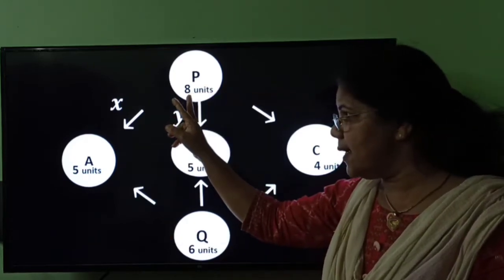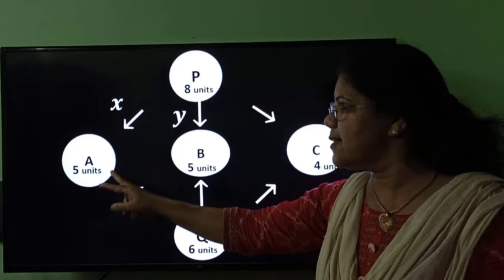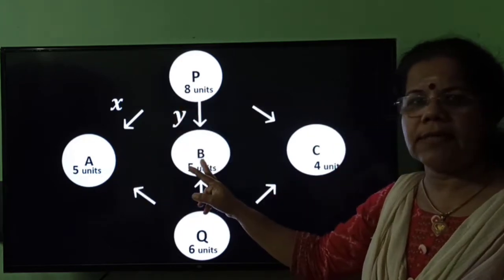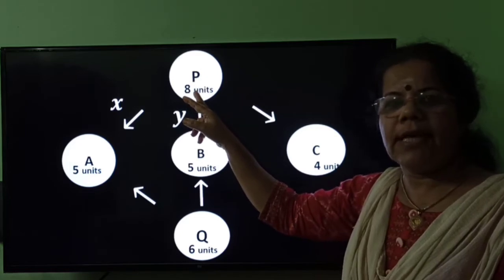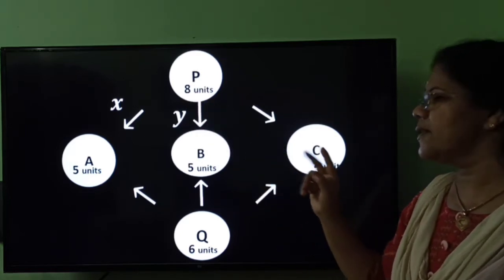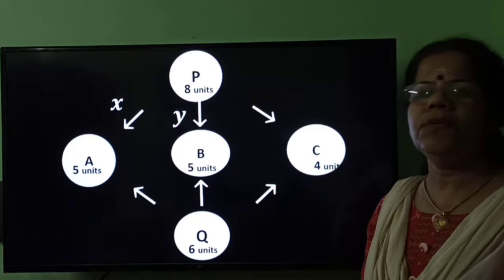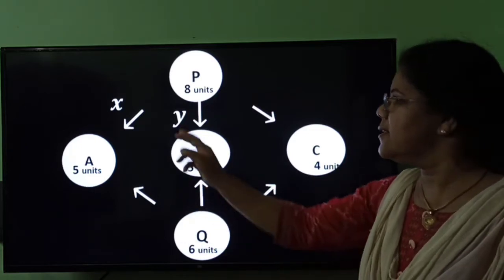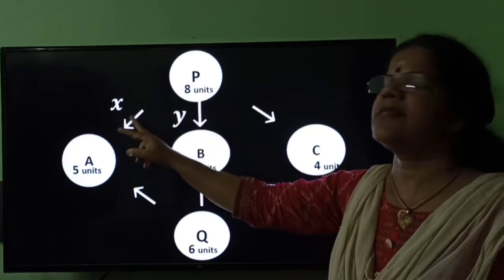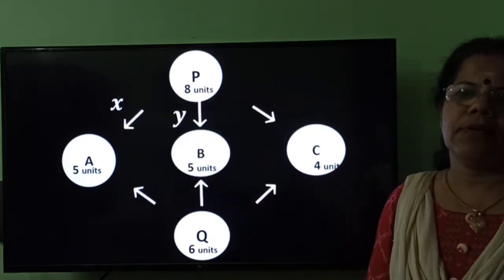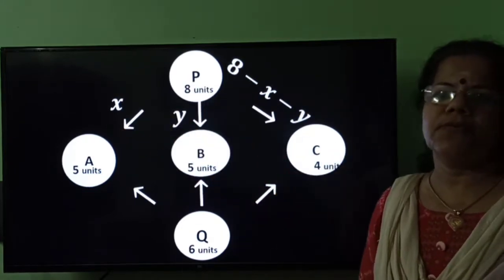Now you have to think. The production capacity is 8, and X is given to A and Y is given to B. So in total only a maximum of 8 is available. How much can be delivered to depot C? It is the remaining, which is 8 minus X minus Y.